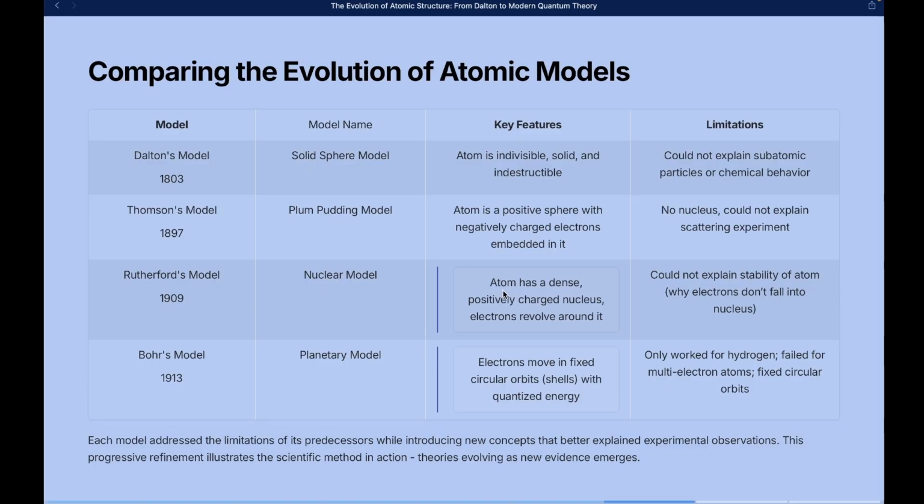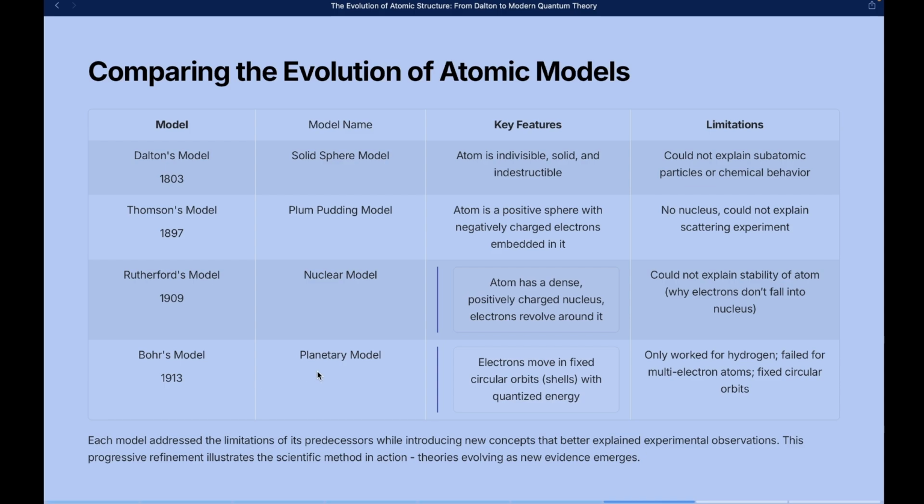Moving to the next model, the Rutherford model, which is also called the nuclear model. This model explained that the atom has a dense positively charged nucleus and electrons revolve around it. So this model explained the nucleus, but it could not explain the stability of the atom, that is, why electrons do not fall into the nucleus.